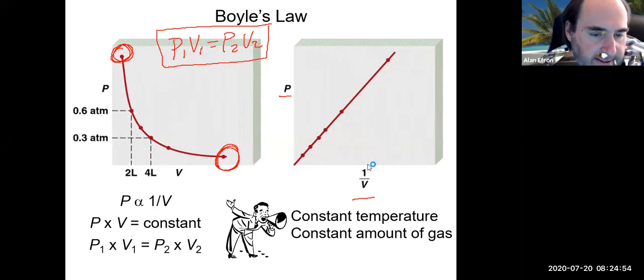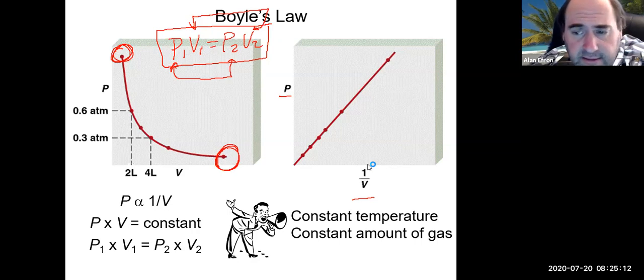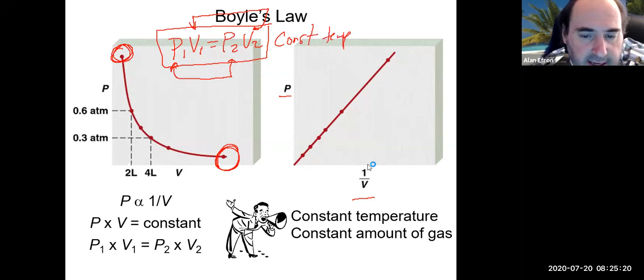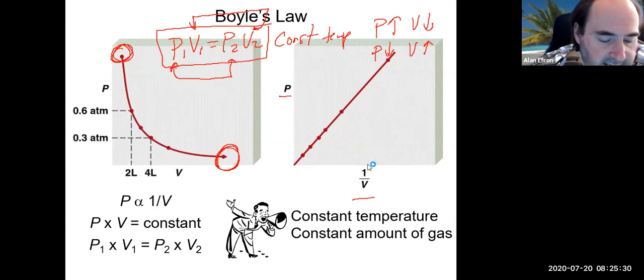Typically here, the pressure could be any unit you want. The key is you need to have the same pressure unit on both sides. The same thing with the volume: volume could be any volume unit you like, as long as they are both the same on each side. So Boyle's law, P1 V1 equals P2 V2, at constant temperature. And again, the relationship is as one goes up, the other goes down. It's that inverse relationship. Any questions on that there?